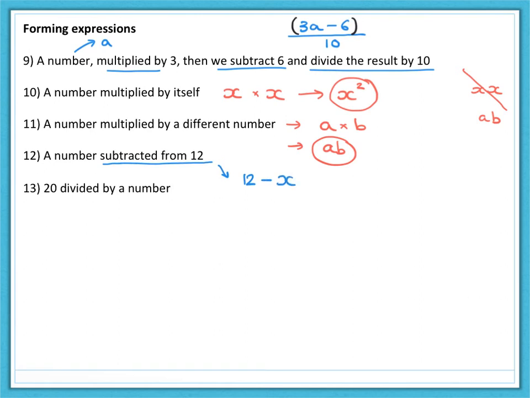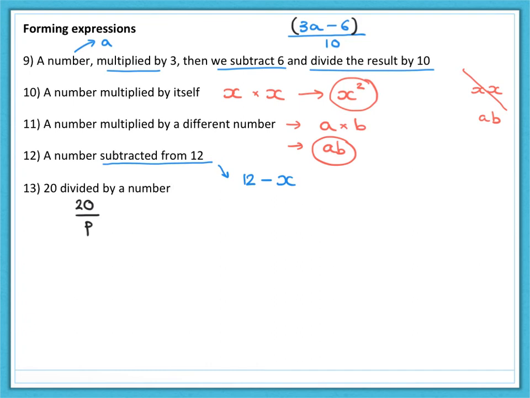And then the last number question, number 13, 20 divided by a number. Again, that's 20 divided by the number, which we'll call p, which is not the same as p divided by 20. Division and subtraction are not commutative. You can't do them in any order. The order matters.